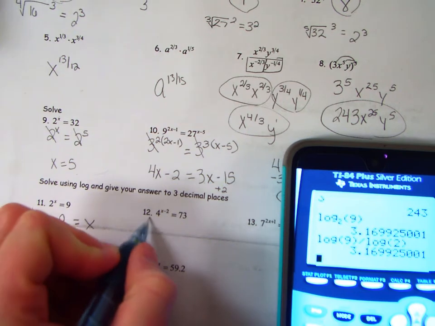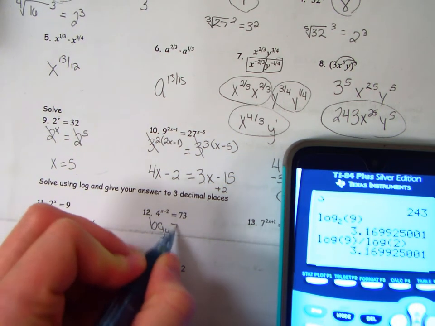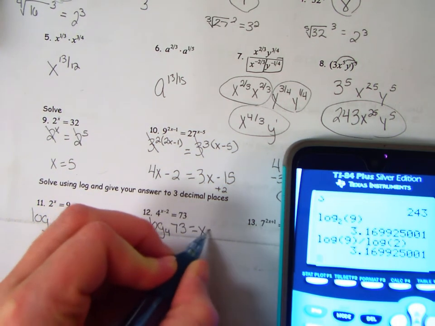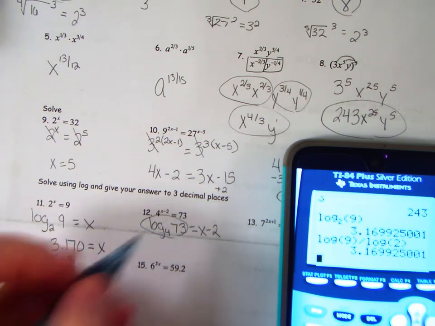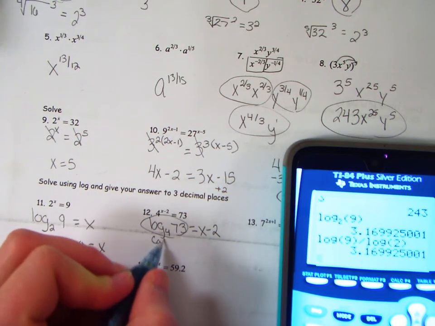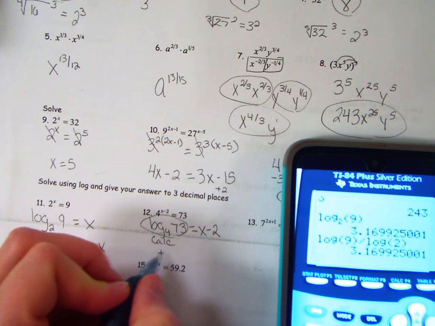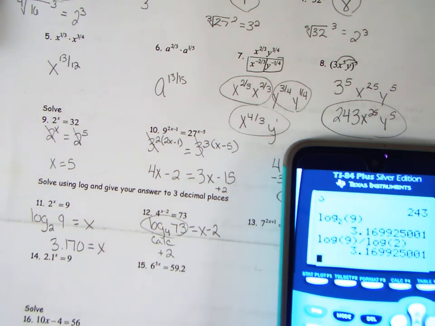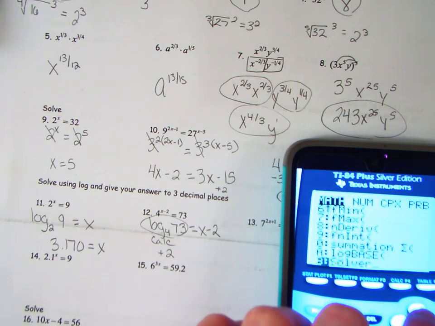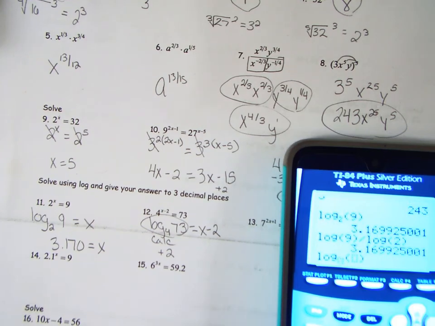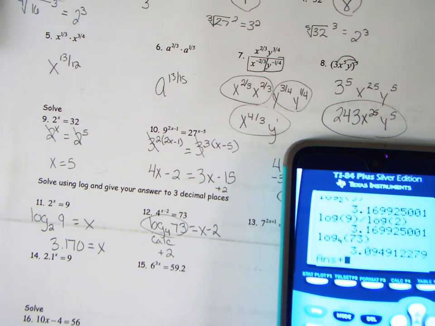Number 12, you're going to do log with a little 4 of 73, and that's going to equal your exponent of x minus 2. You can type that on your calculator, and then you're going to move that 2 over, so you'll add 2. So I'm going to do that log base thing if you have a nice calculator. If you don't, just do the division like I showed you. 4 and 73, get an answer and add 2.